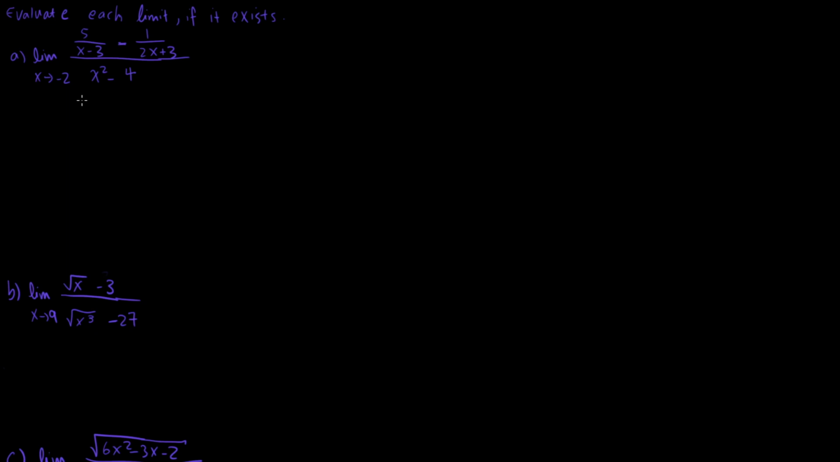Now, first things first, always. When you're dealing with a limit, plug the value in. So you have -2, you should definitely try to plug that in. So if x is equal to -2, you're going to plug it in. It becomes 5 over -2 minus 3 minus 1 over 2 times -2 plus 3. And all of that over 4 minus 4 at the bottom. So -2 squared, which is 4, and then minus 4.